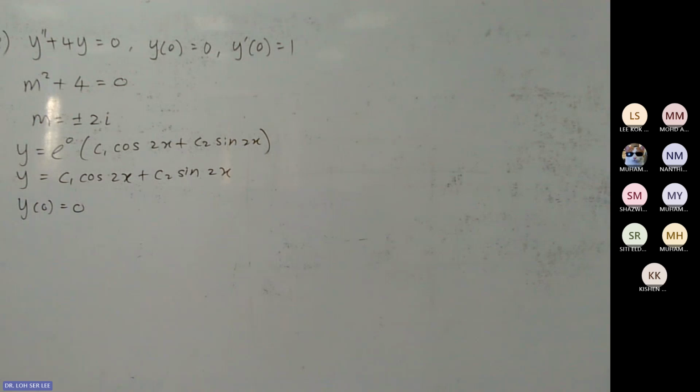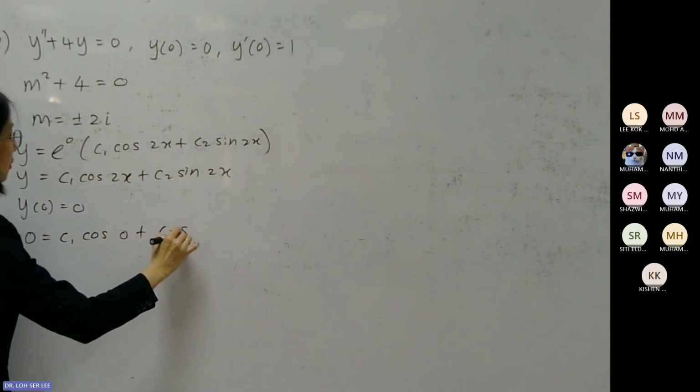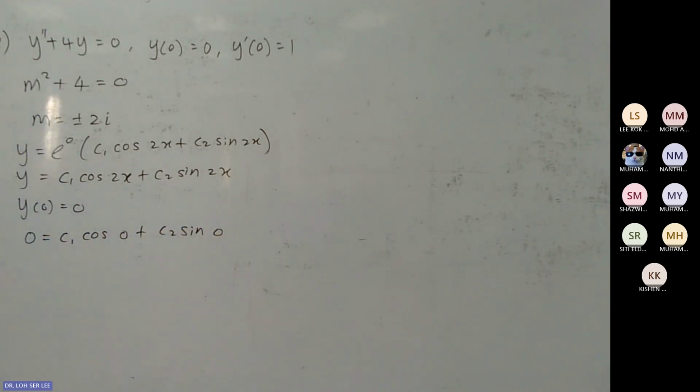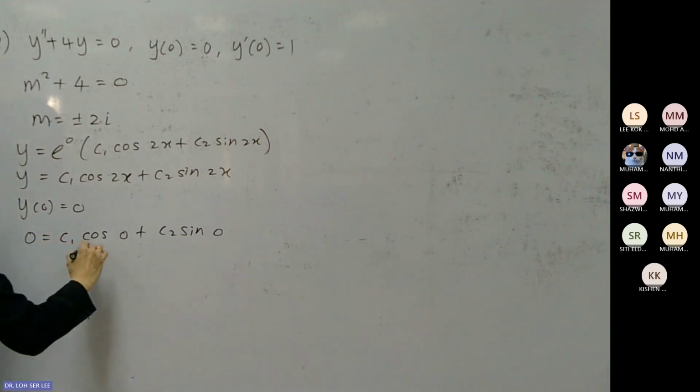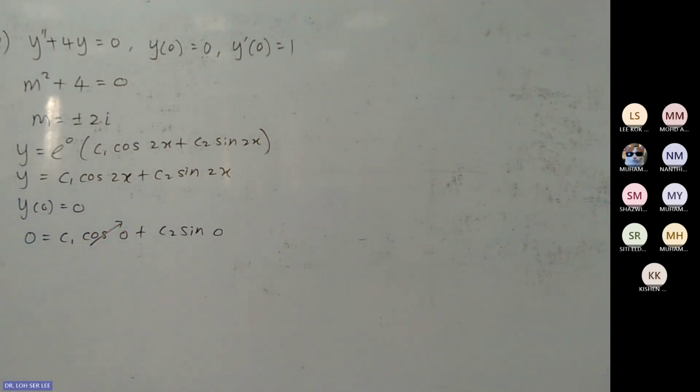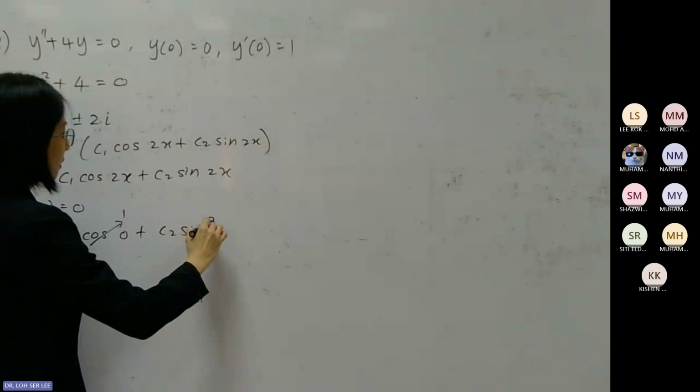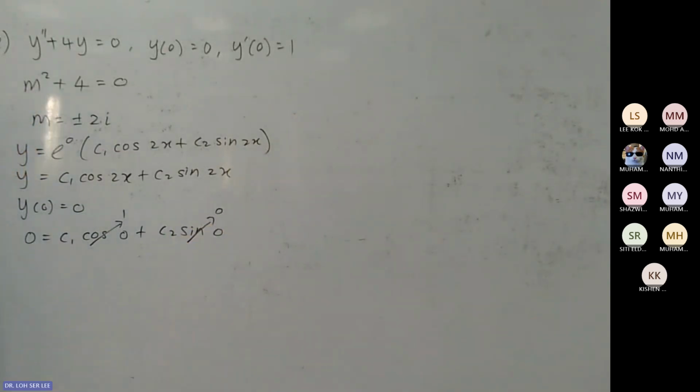So when x is 0, y is 0. So 0 equals C1 cos 0 plus C2 sin 0. What is cos 0? 1. Sine 0 is 0. So C1 is 0 and C2 is still free. It means that you have found your C1.